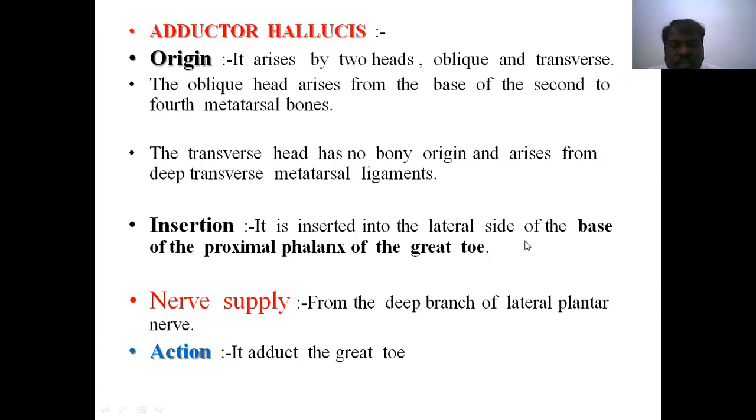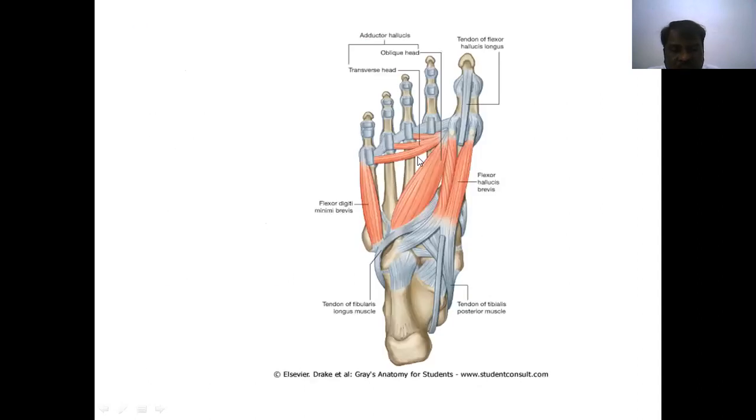This is also going to reach the proximal phalanx of the great toe. Nerve supply is the lateral plantar nerve. Action is adduction of the great toe. Just see this: the transverse head takes origin from the transverse ligaments, whereas the oblique head takes origin from the cuboid as well as the three cuneiform bones. These two are united together, going to reach the base of the proximal phalanx. So its action is the adduction of the great toe.